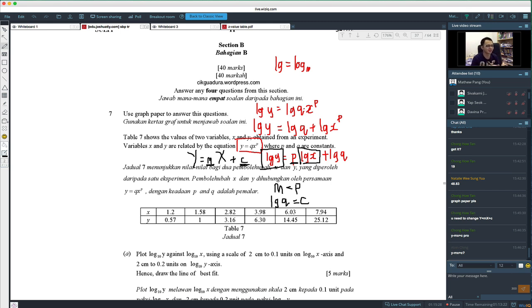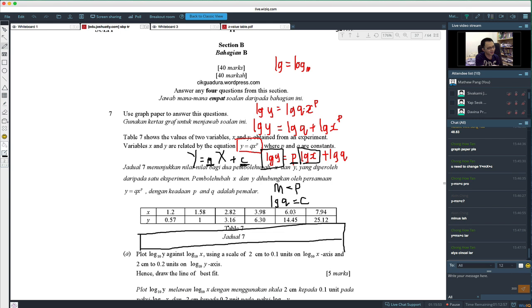Alright, so this is all the information you will need to get before you start to draw. And when you start to draw, you have another problem, which is you do not have the table with log. So you have to draw another new table by yourself, which I'm not going to draw here, but I'm going to demo only. So you form another table with log x and also log y. Then you just type into your calculator log 1.2, and you will get some value.